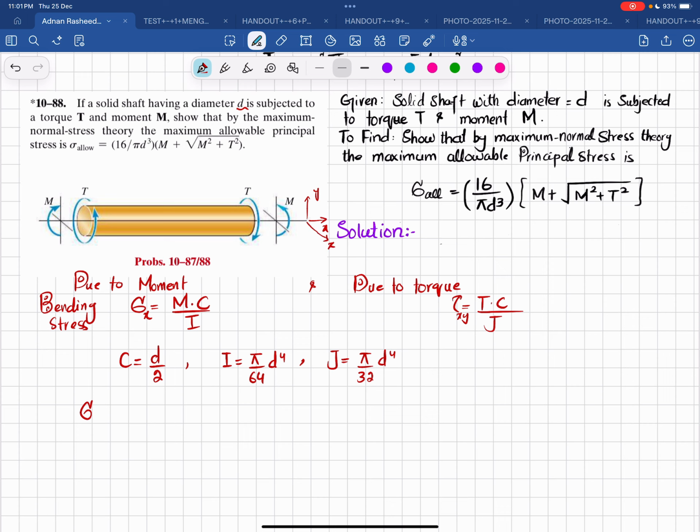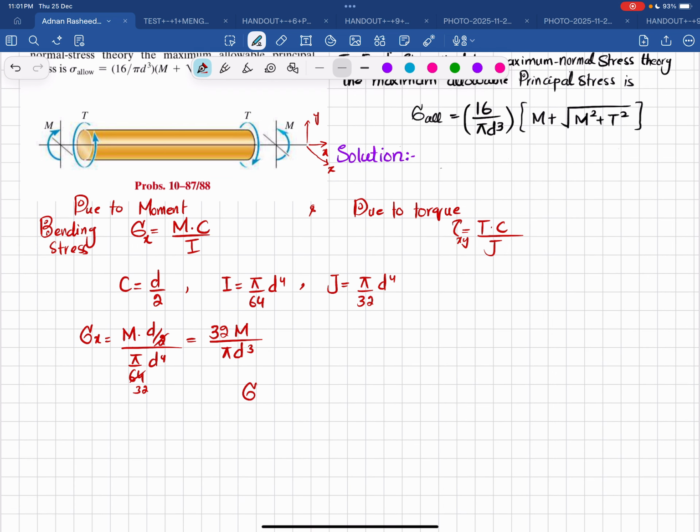So moment about the z-axis will produce normal stress in the x direction. So sigma x is equal to M, c is equal to d divided by 2, and I is pi by 64 d to the power 4. So this 2 will cancel with this, so it will be 32, and we are left with 32M over pi d cubed. So sigma x will be equal to 32M over pi d cubed. This is the value of bending stress, the stress generated due to the bending moment.